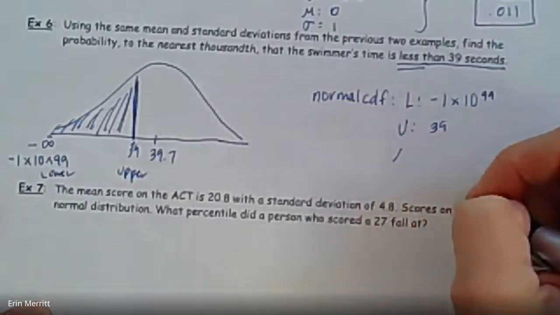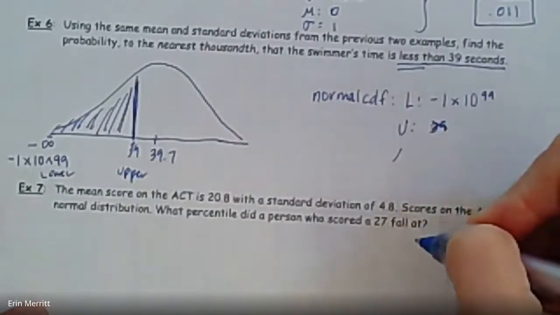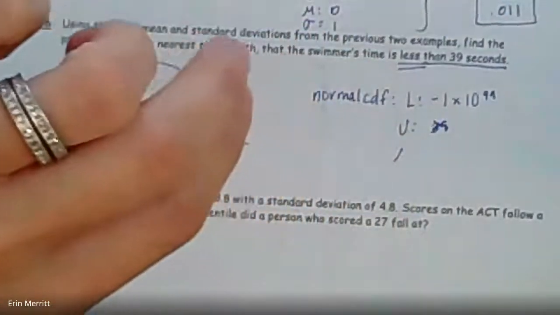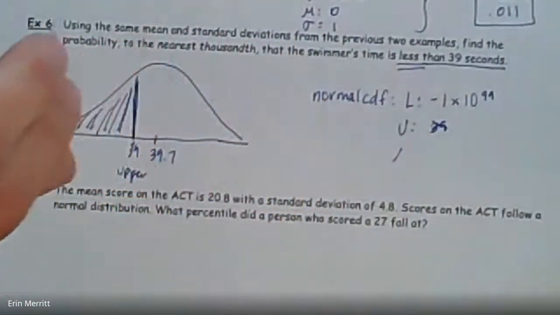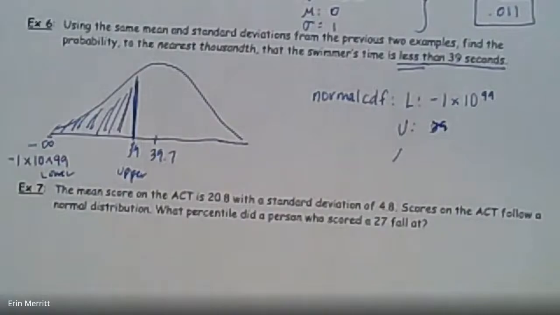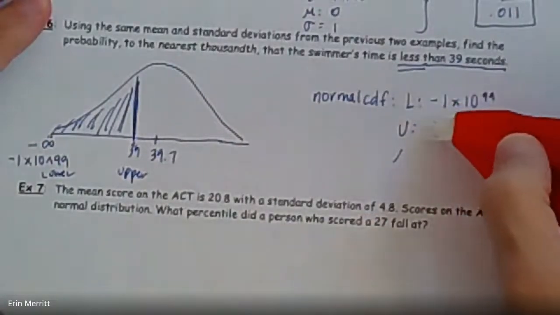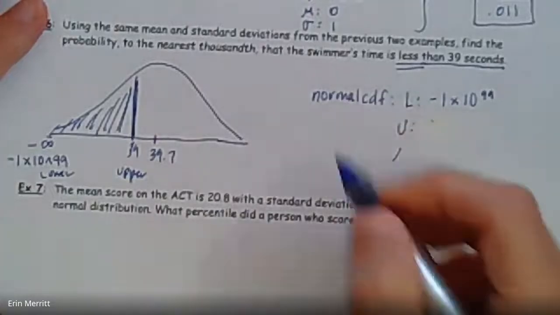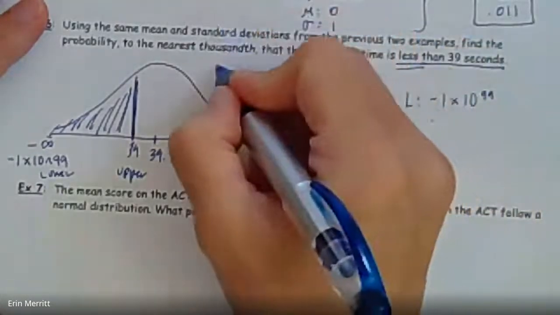Oops, I'm so sorry, not the 39. We've got to calculate the z-score. Look at me getting all goofy over here. This is where the handy dandy whiteout is helpful to have laying around. There we go. All right. We've got to calculate a quick z-score. Let's do it.